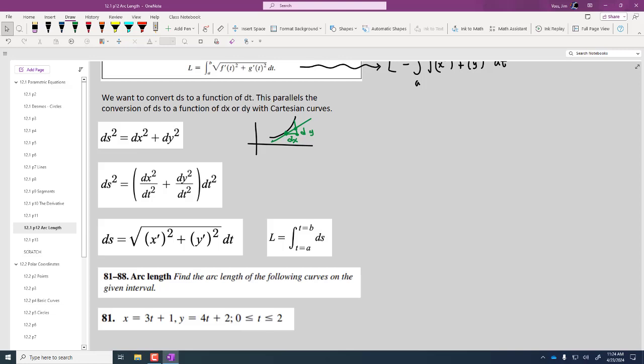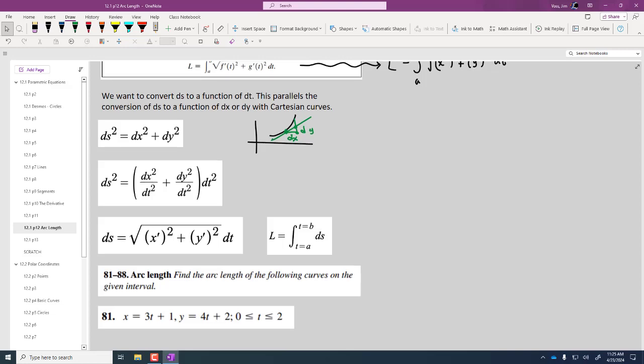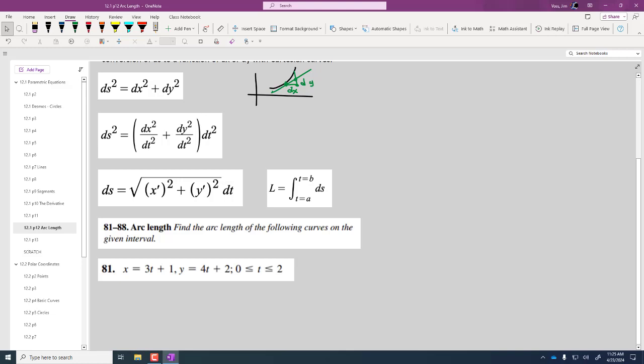If we knew ds, if we had limits here that were in s, we'd be done. But we don't know what the s limits are. s is measuring along the curve. We don't know those s values. So we have to convert to t, where we know t values.